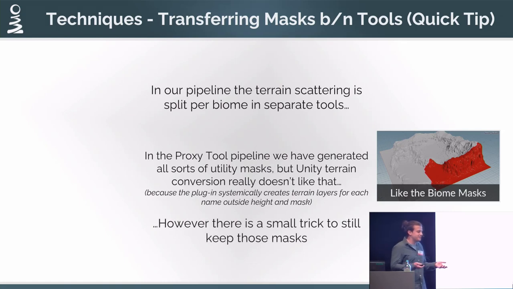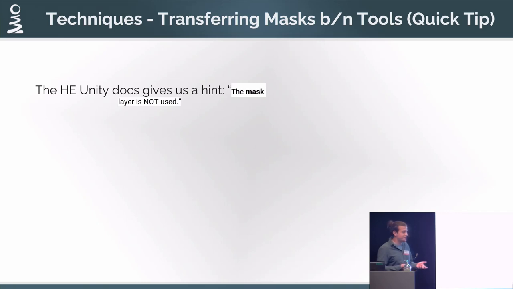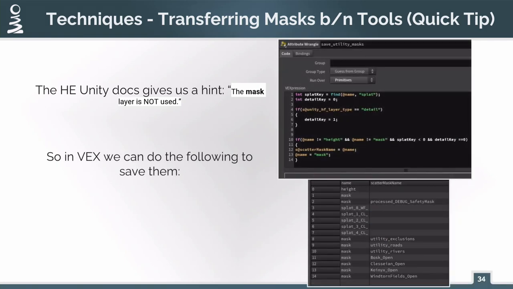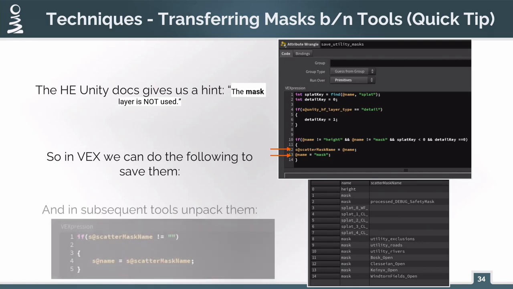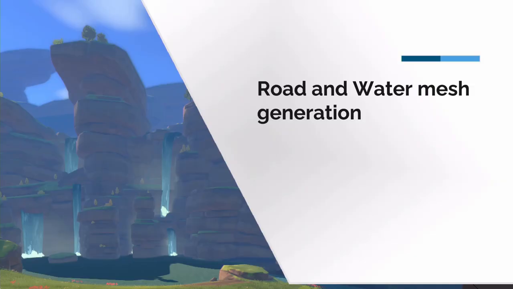There's a small trick that I use to save those masks, and that is hidden within the docs, which is that the mask layer is not used to create these terrain layers. So in VEX, we can choose the things that we want to store, give them a different string attribute, and then rename it to mask. So at the end, you have a lot of mask and next to it, some names that would subsequently help you unpack them in the following tools.